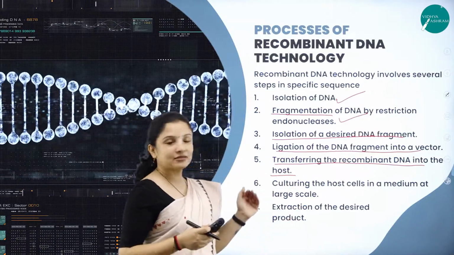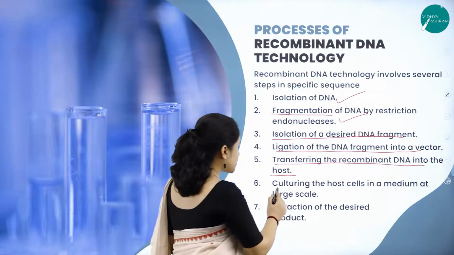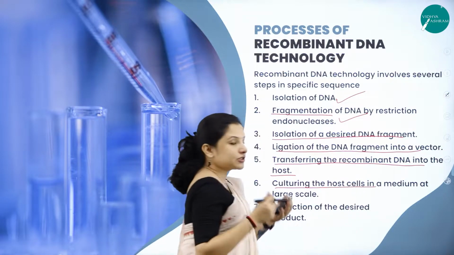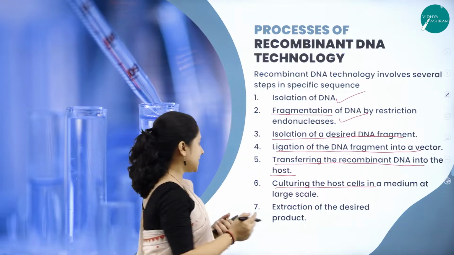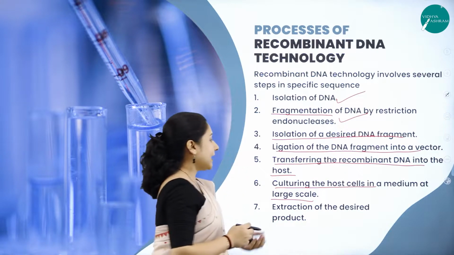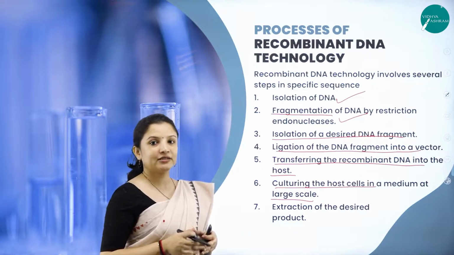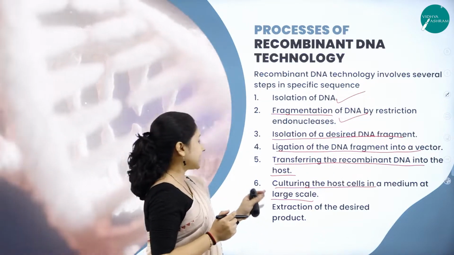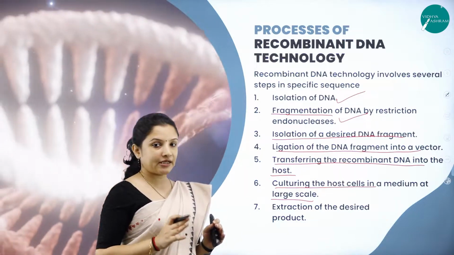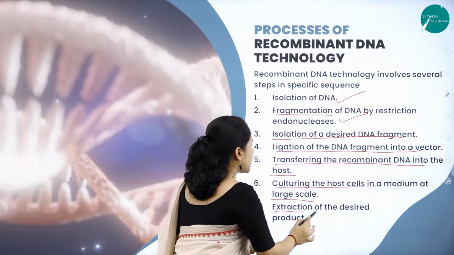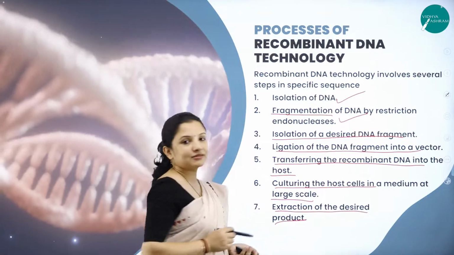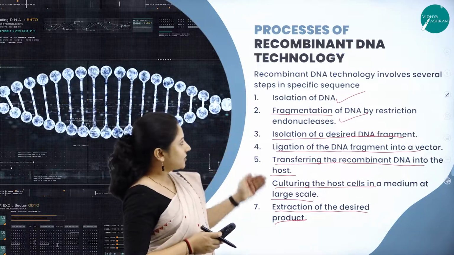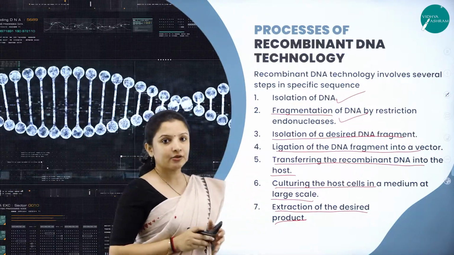So that is the sixth step here, wherein you culture the host cells in a suitable nutrient medium on a large scale, and after you culture the host cells, you need to extract them from that particular medium. That is the last step in recombinant DNA technology, wherein extraction of the desired product is done at the end. All this we will study in detail today.